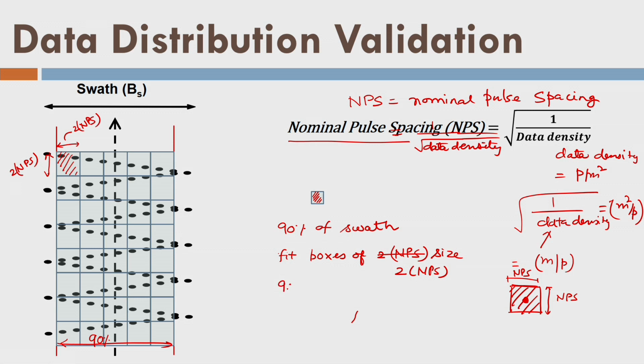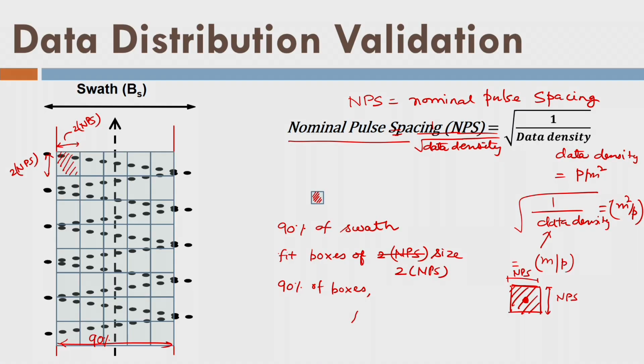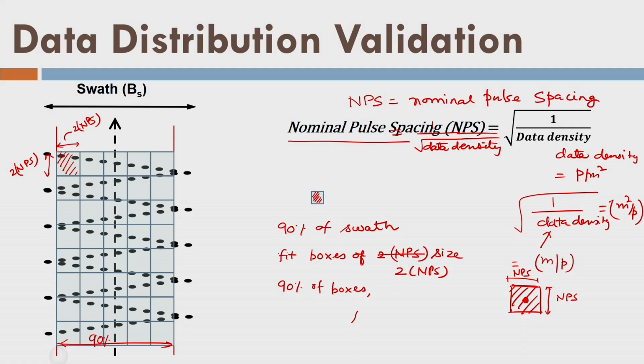Okay, so each of the 90% of such boxes should have the laser data. And if it is so, we say we have the data distribution as uniformly distributed data. So we have the uniformly distributed lidar data. That is the check we always perform, right?